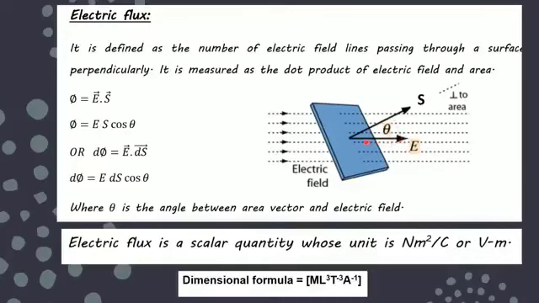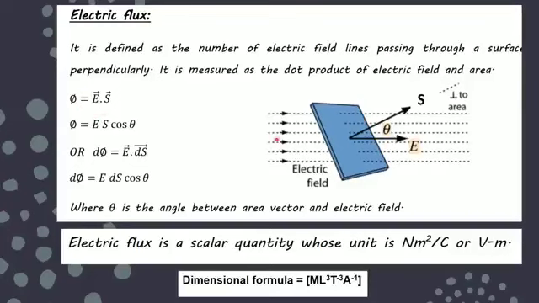So it means I have to resolve E. If this angle is taken as theta, theta is the angle between E and S vector, then here will be E cos theta. So I can write E cos theta into S. Another way, I can write it as the dot product of two vector quantities.